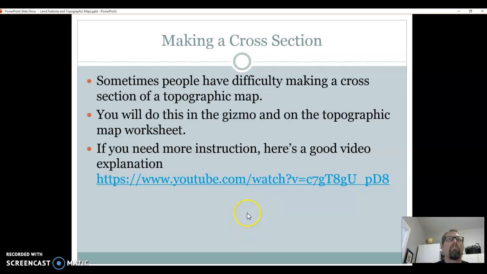If you're having trouble with the gizmo, one of the things that people do have trouble with is that there is a section where you have to do a cross section. And if that part of the gizmo is not clear to you, I'd suggest coming back and watching this YouTube clip. It's pretty decent at conveying how to do that.